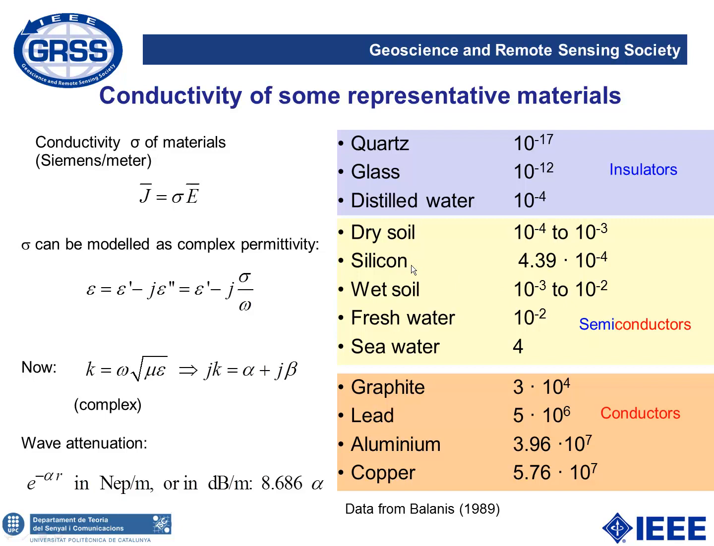For example, silicon is an example. There are also some materials, for example, wet soil is also here in the middle. It's neither a good insulator nor a good conductor. Let's take a look at water. When water is pure, it is quite a good insulator, but if we include some small solutions or some ions inside, for example, the case of fresh water, it becomes much more conductive, and if the salt dissolved in the water has quite an important density, now it becomes almost a good conductor.